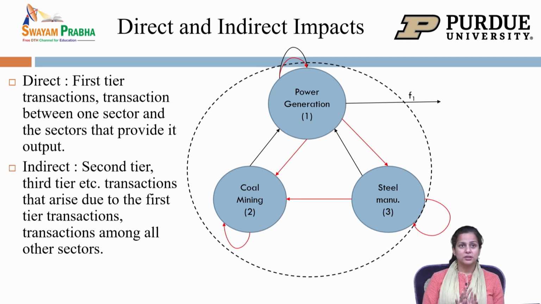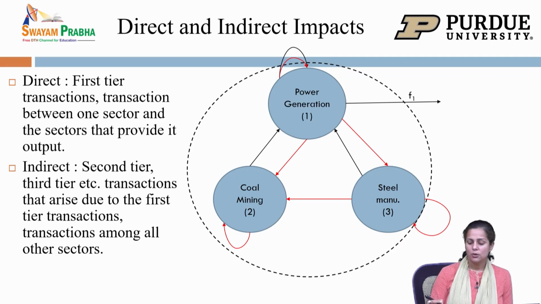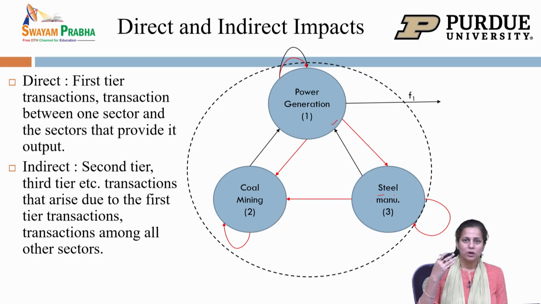So, all these red arrows are our indirect impact. The reason I call it an indirect impact is that when the power generation tells the steel manufacturing, I want some amount of equipment from you, then steel manufacturing will see, okay, you want the equipment, so I need some electricity to support the production of that steel equipment. So, this is an indirect impact of the power generation requirement.